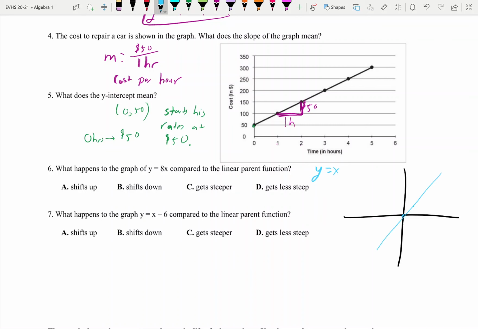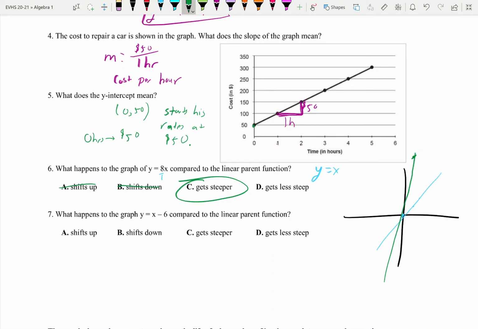Now, 8x, I'm just going to do a rough sketch of this. Y-intercept is still 0, but I'm going to run 1 and rise 8, because remember that's 8 over 1. So run 1, rise 8, way up there. I meant to be doing that in green, I'm sorry. And that line looks like it has the same y-intercept, so it's not shifted in any direction at all, but it is getting steeper. So my option there is C.